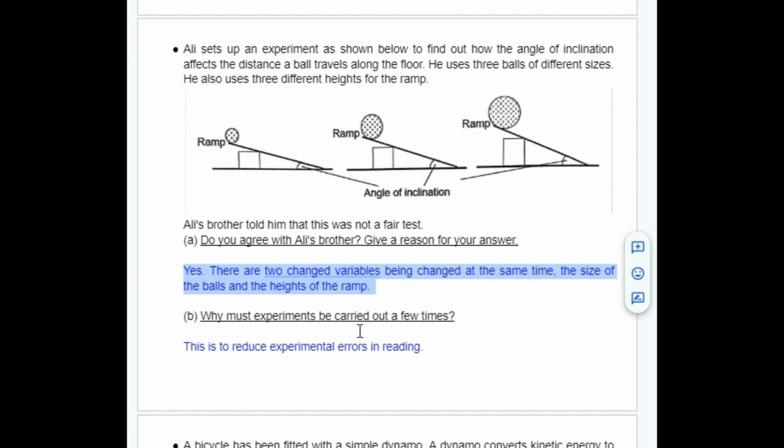B. Why must experiments be carried out a few times? This is to reduce experimental errors in reading.